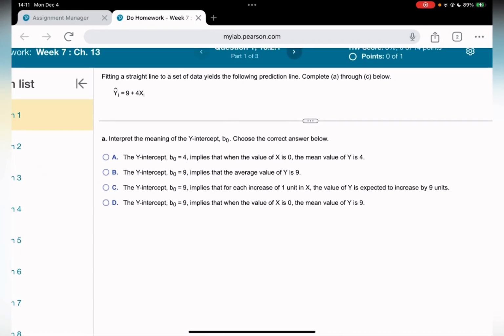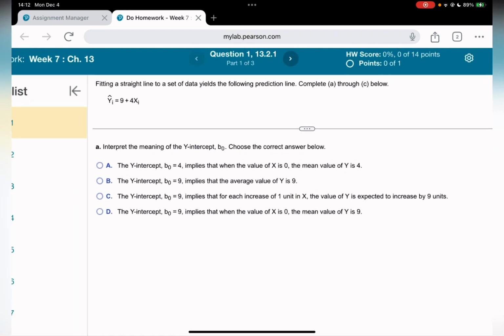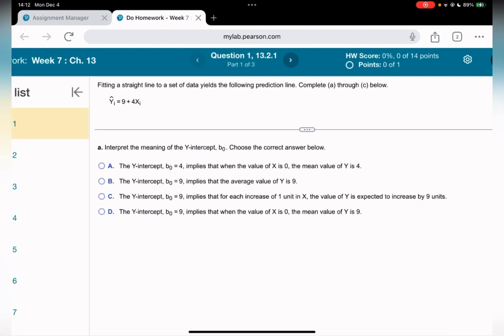Interpret the meaning of y-intercept b0. b0, it was the available term, remember? Choose the correct answer. So we have to have, first of all, the case where x is equal to 0, because when x is equal to 0, y hat is equal to our available term b0. Our available term is equal to 9, right? 9 plus 4x. 4 is the slope, 9 is our available term. So which means only A is falling out. So one of B, C, or D can be the true answer.